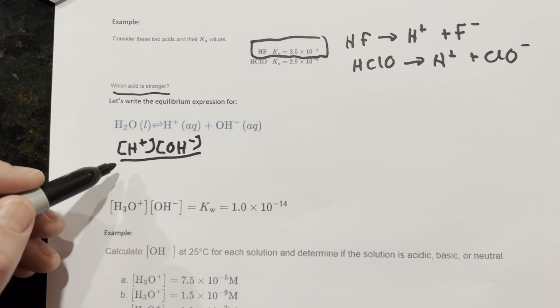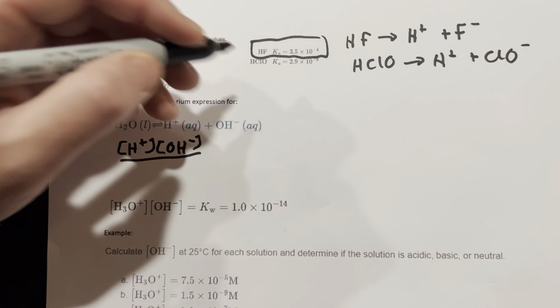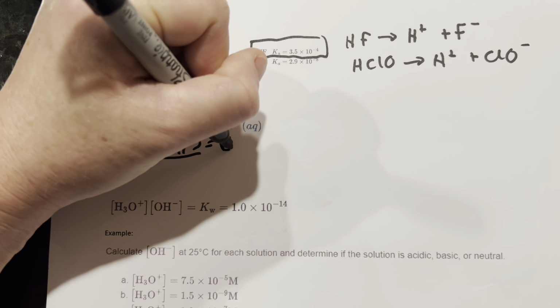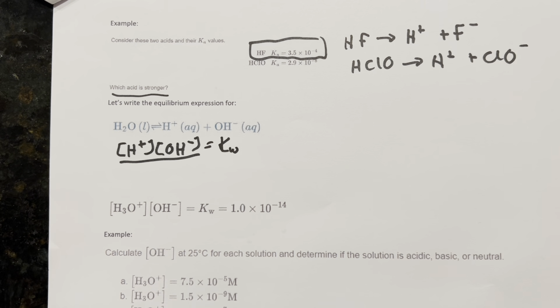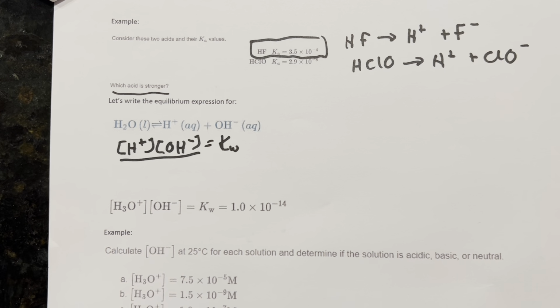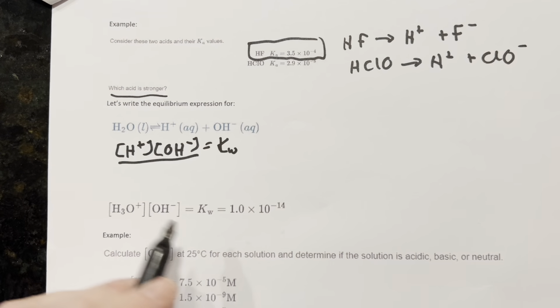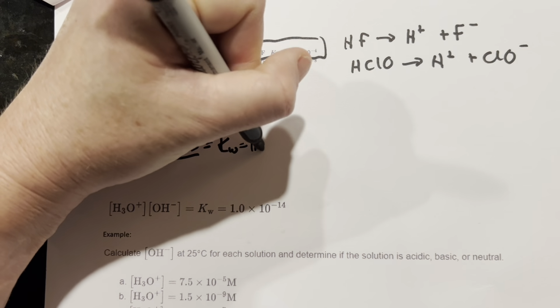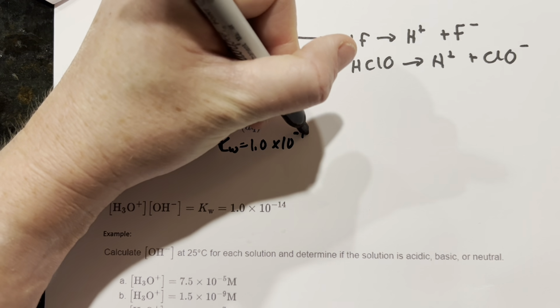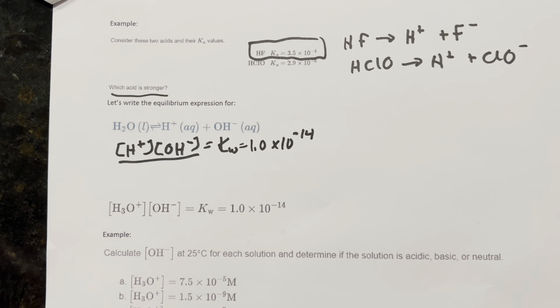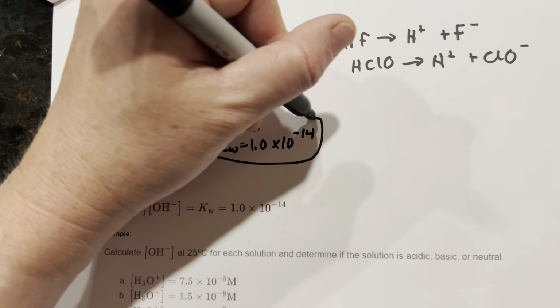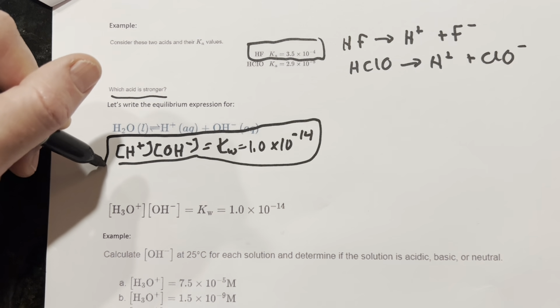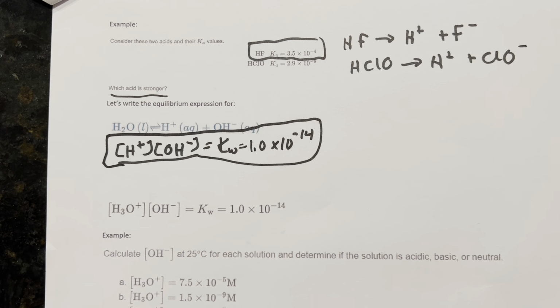Well, an H plus times an OH minus is very special. It is what we call the equilibrium constant for water. So it has a set value, and that set value is down here, 1.0 times 10 to the negative 14. That's the equilibrium constant for water. And we'll be using that value, I'll just turn that into a box, a lot.